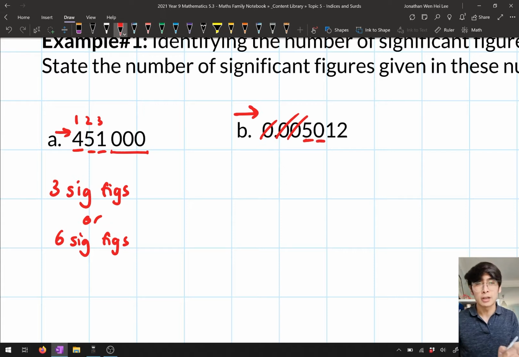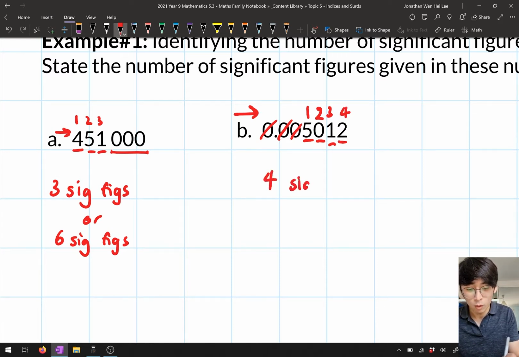Now, the next number is a 0. Here, this 0 is not a leading 0 or a trailing 0. In order for it to be a leading or trailing 0, it needs to be at the end with no other digits either side. So my 5 is my first significant figure, but if you look at this 0, after that 0 we've got non-zero numbers, 1 and 2, right after it. This makes this 0 a significant figure. That's my second significant figure. Third significant figure is 1, and fourth significant figure is 2. And so this has 4 significant figures.